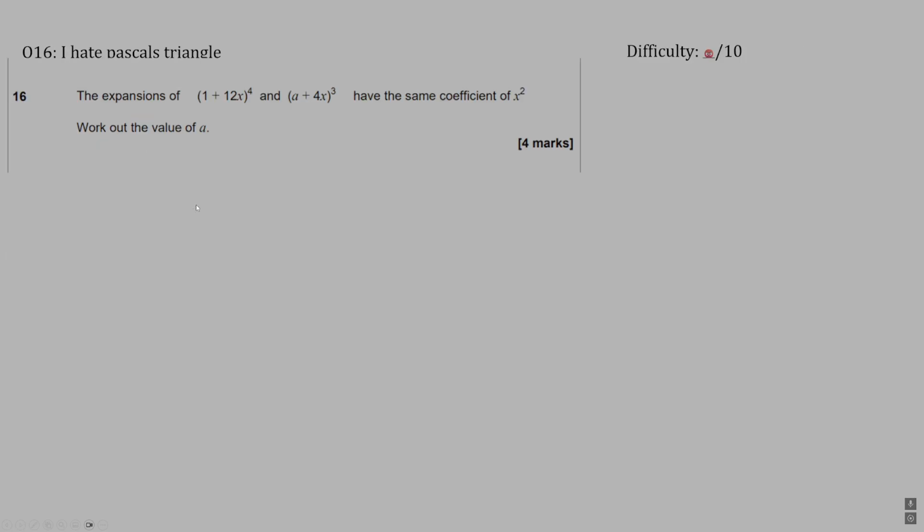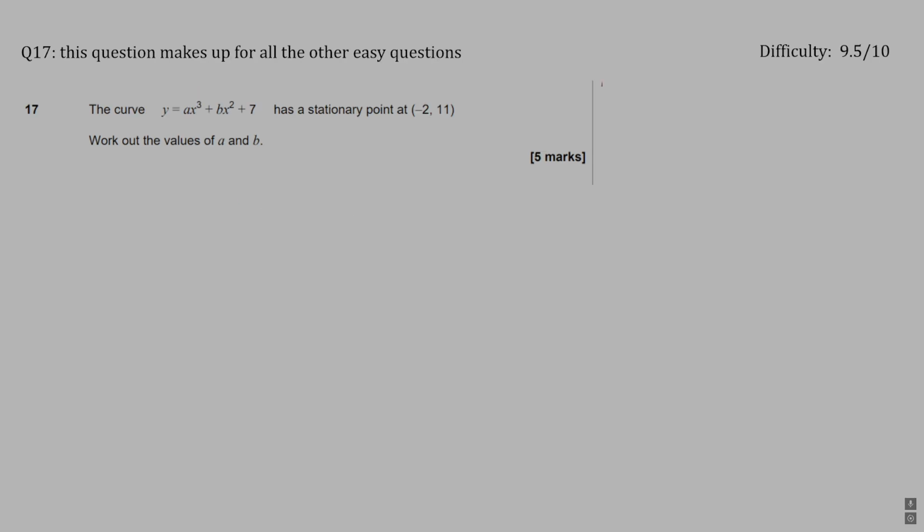Alright, for the next question, we have Pascal's triangle. Now, I hate Pascal's triangle, so I've kind of just copied the mark scheme here. We're going to expand this one, get the coefficient of x squared, multiply by 6, 12, 12, get that, get 48 from this one, just divide 864 by 48, 864 is just this, get 18, a equals 18. Sorry about not having any detailed working, I just hate Pascal's triangle.